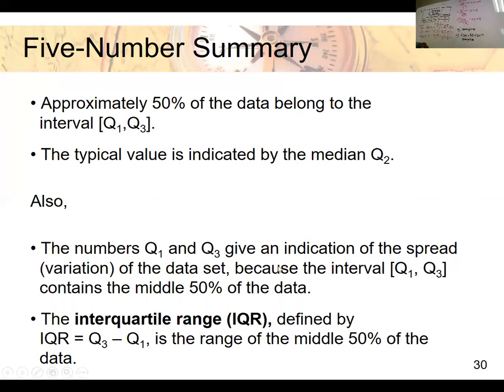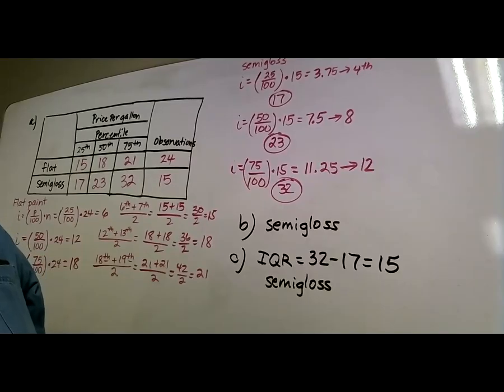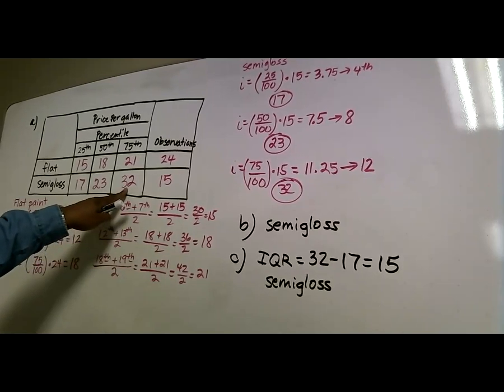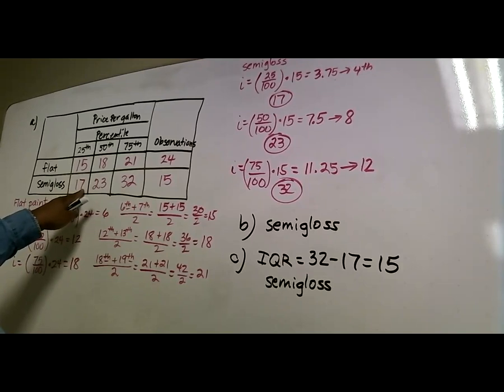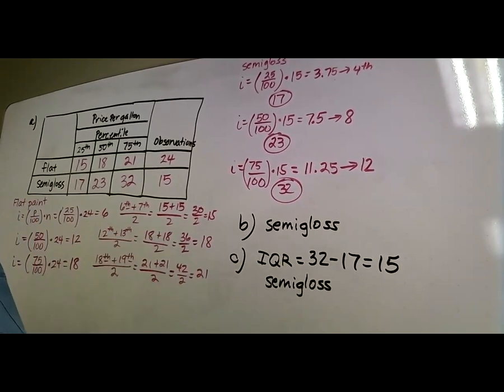So the one that I did up here on the board, where I took the 75th percentile and the 25th percentile, I subtracted those values, 32 minus 17. 32 minus 17, that should be 15. Yes, 32 minus 17: the 75th percentile, which is Q3, minus Q1, the 25th percentile. 32 minus 17, that is 15.